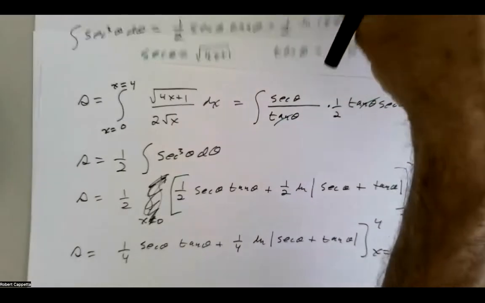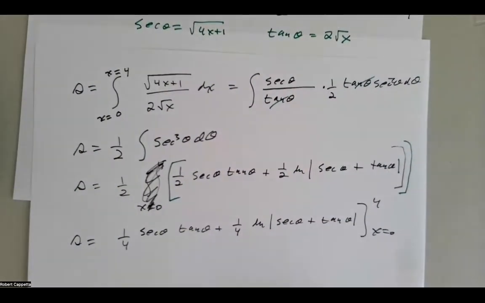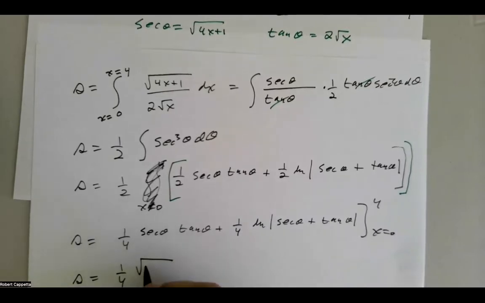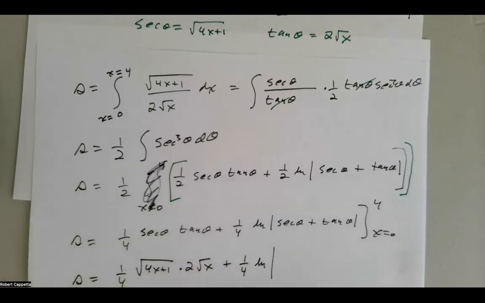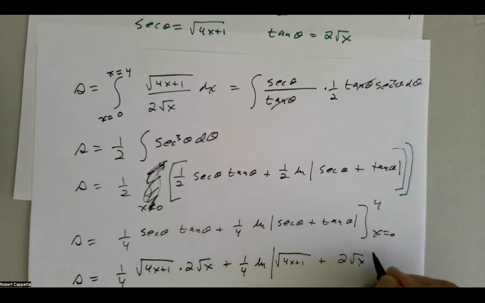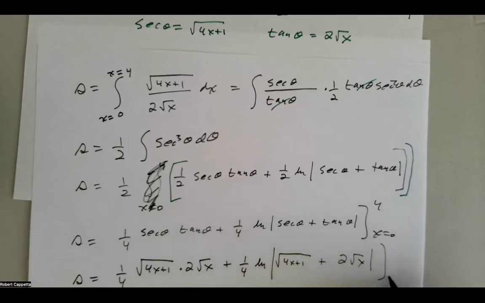So what did we say previously on the previous page? Secant theta is root 4x plus 1, tangent theta is 2 root x. Make those substitutions. S equals 1/4. Secant theta is what? Root 4x plus 1. Tangent theta is what? 2 root x. Plus 1/4 log. Secant theta root 4x plus 1, plus tangent theta is 2 root x, evaluated as x goes from 0 to 4.